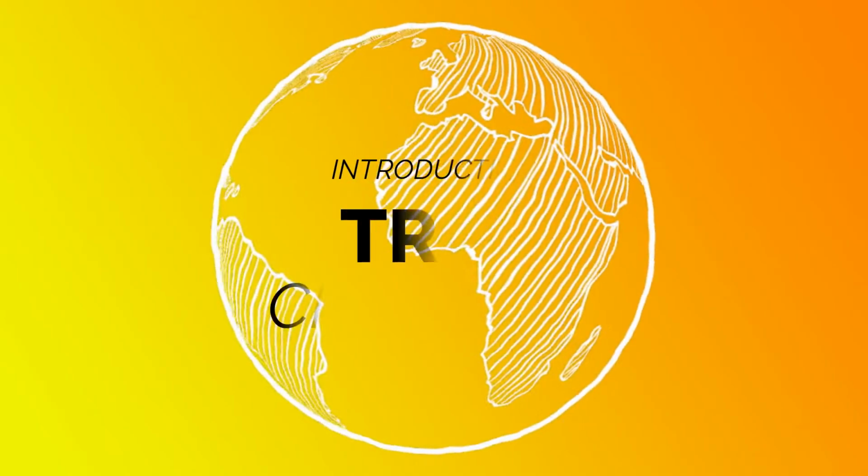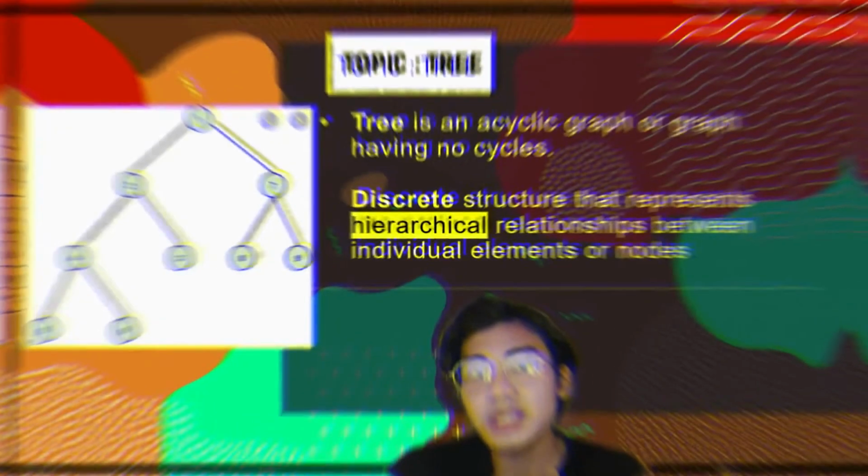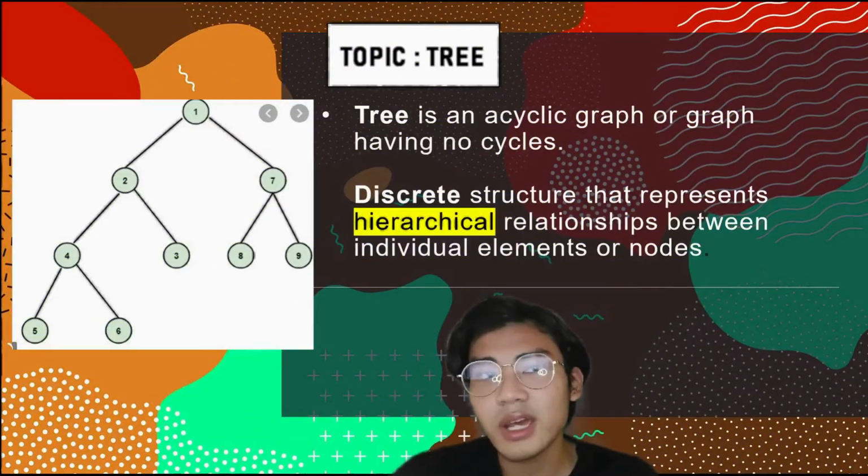I will be introducing the definition of a tree. A tree is an acyclic graph, or a graph that has no cycles. In other words, it is a discrete structure that represents hierarchical relationships between individual elements. A tree, or general tree, is defined as a non-empty finite set of elements called vertices or nodes, having the property that each node can have a minimum degree of 1 and a maximum degree of n.